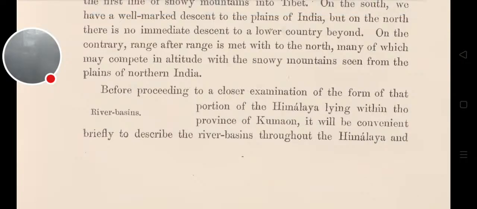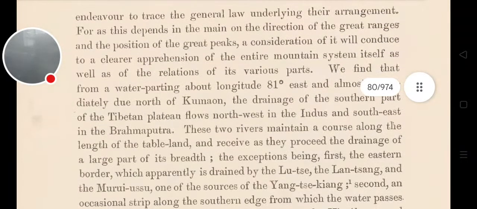River basins. Before proceeding to a closer examination of the form of that portion of the Himalaya lying within the province of Kumaon, it will be convenient briefly to describe the river basins throughout the Himalaya and endeavor to trace the general law underlying their arrangement. For, as this depends in the main on the direction of the great ranges and the position of the great peaks, a consideration of it will conduce to a clearer apprehension of the entire mountain system itself as well as of the relations of its various parts.